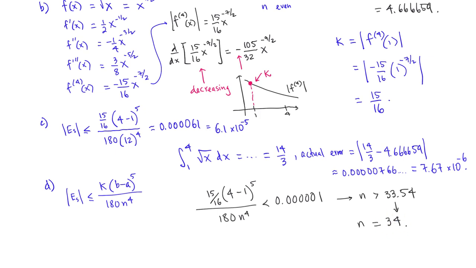Using the Simpson rule with 34 intervals, we will obtain a result whose error, which is the difference between the actual integral 14 over 3 and our estimate, is guaranteed to be less than 10 to the negative 6.